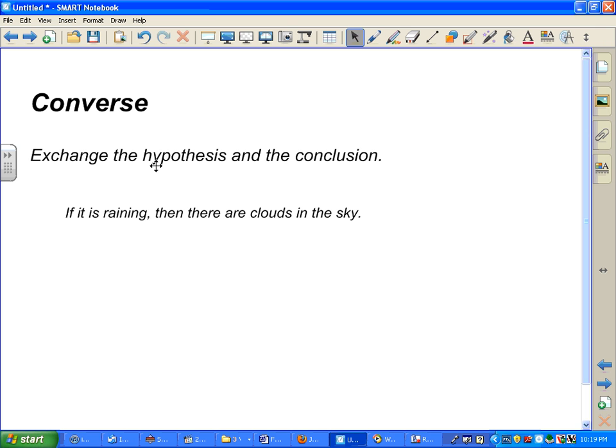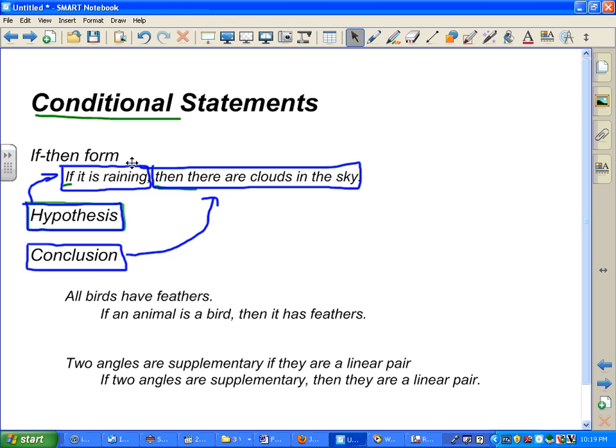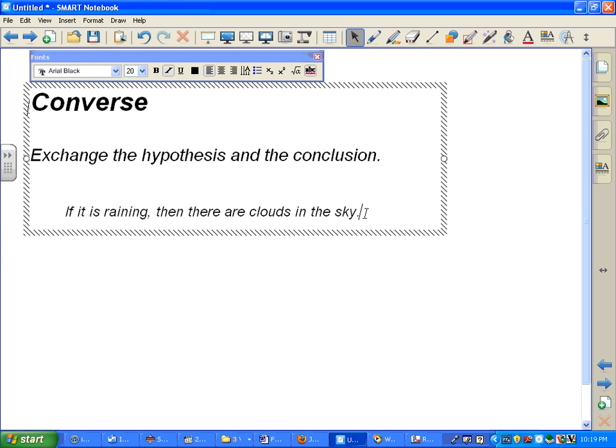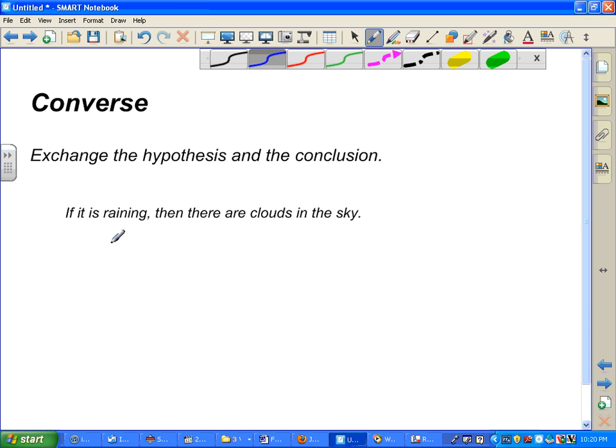Converse. For a converse, you exchange the hypothesis and conclusion. Now we're going to deal with three different ways to manipulate a conditional statement. Back here we started with the conditional, if-then form. Once we have it in this if-then form, then we start manipulating it. We have to write the converse, and it'll make sense later in this video why we have to do that.